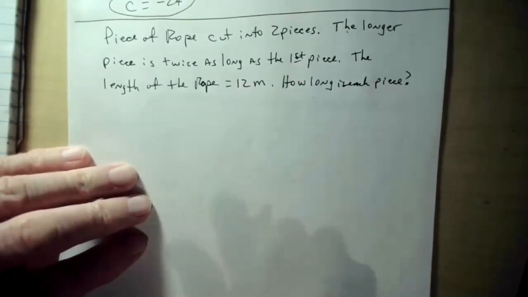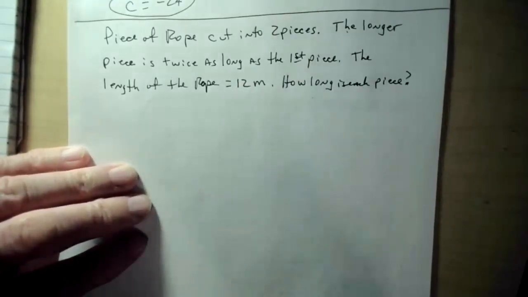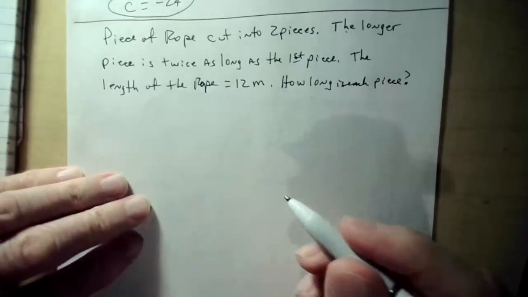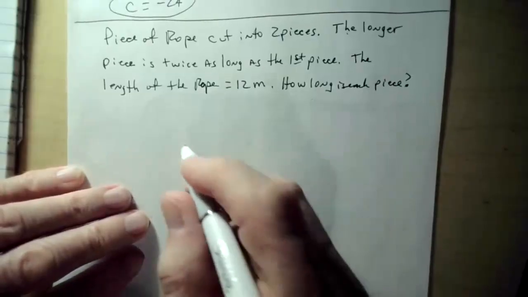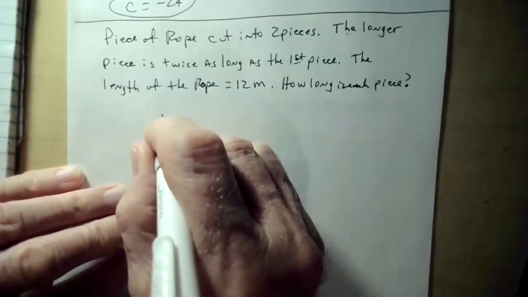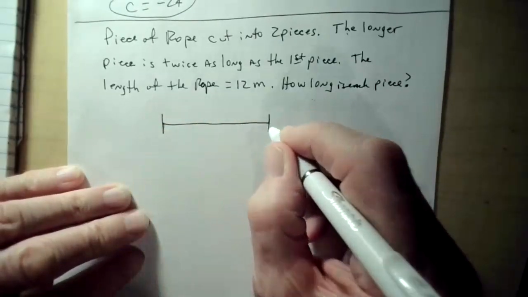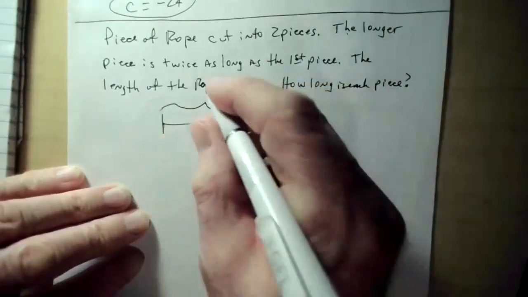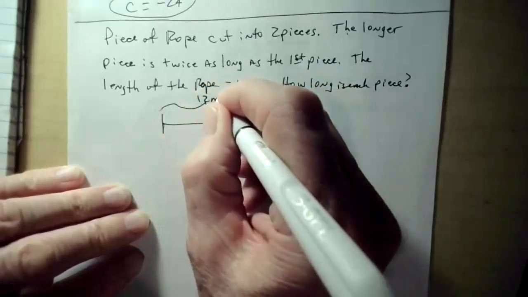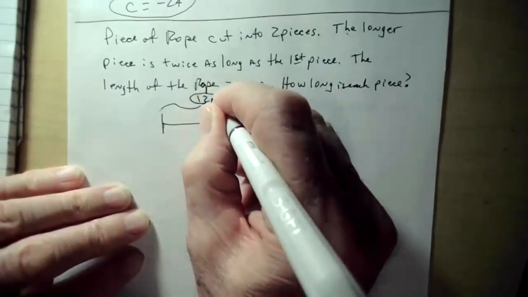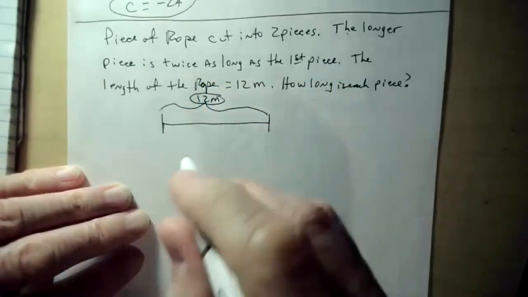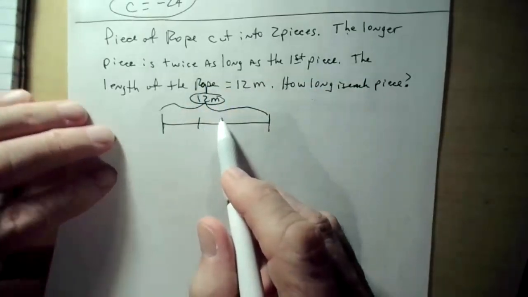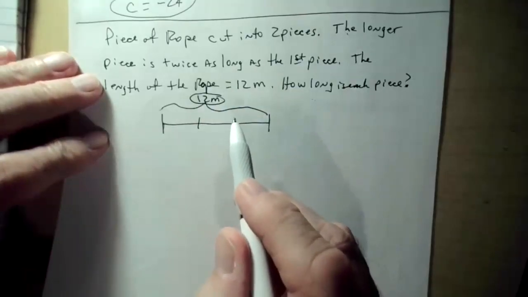I don't know about you, but I see word problems and my brain goes numb. Look, the simplest way to do these, for me anyway, is to draw a picture. I have to draw pictures because I'm stupid. Okay, you've got a piece of rope, and the overall length of this piece of rope is 12 meters. It's cut into two pieces.